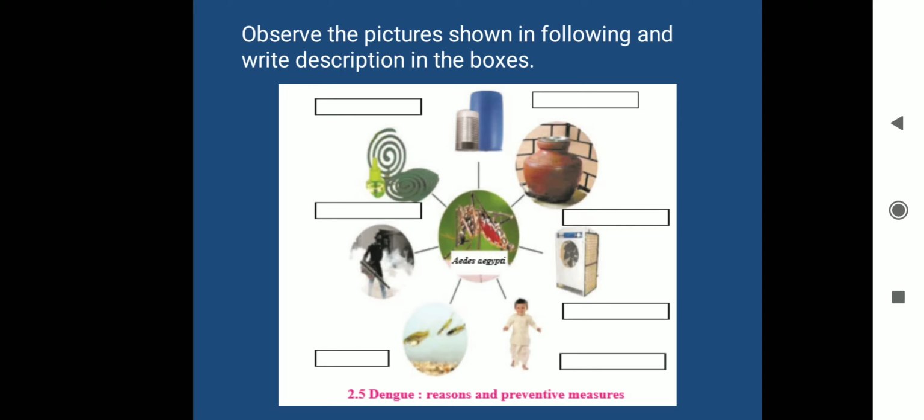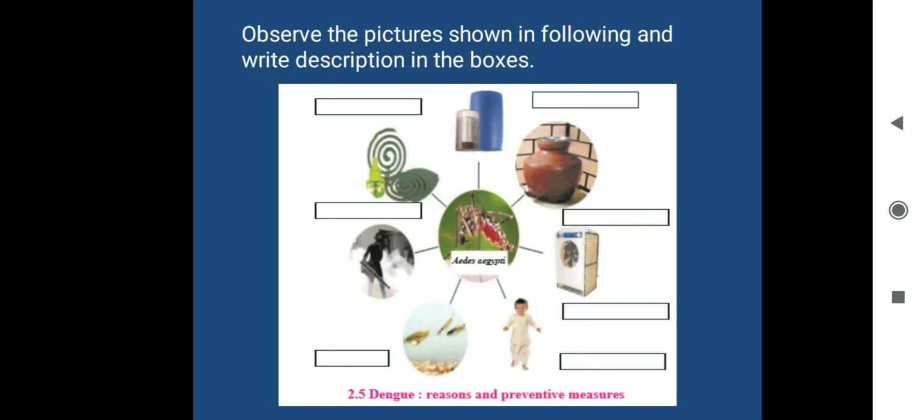So these are the pictures given in this activity, and you have to fill the boxes by giving such kinds of answers. This activity is given in your textbooks, so you have to solve it on your own. I have discussed it right now, so this video will help you to solve this activity in your textbook.